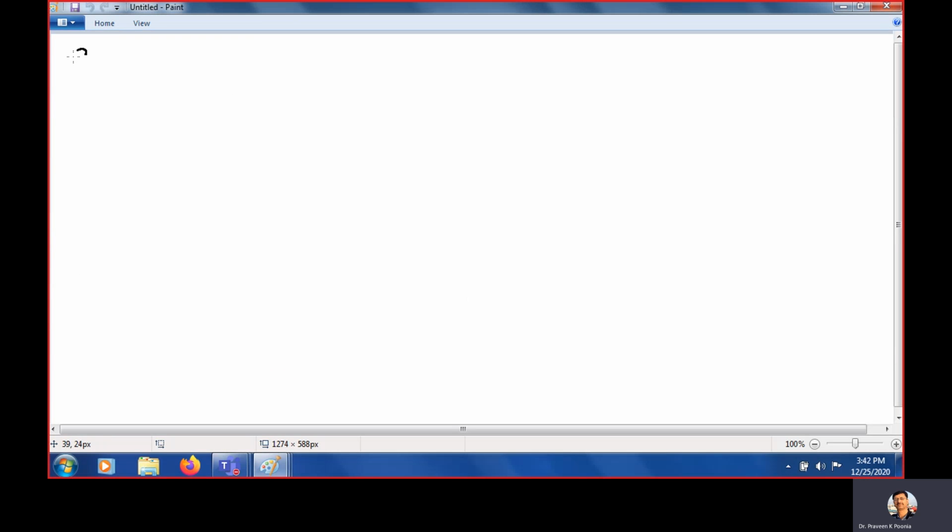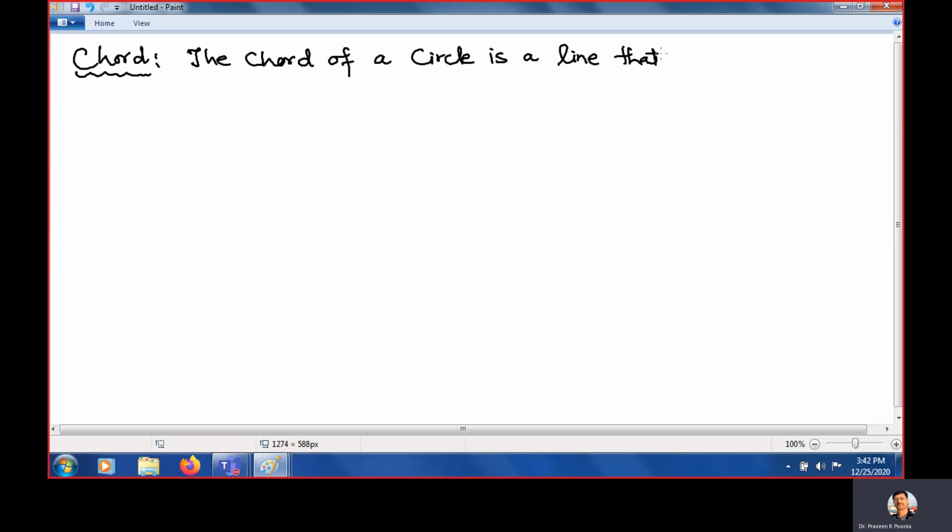Now one more definition, that is chord. What is a chord? A chord of a circle is also a line. The chord of a circle is a line that connects 2 points on the circumference.